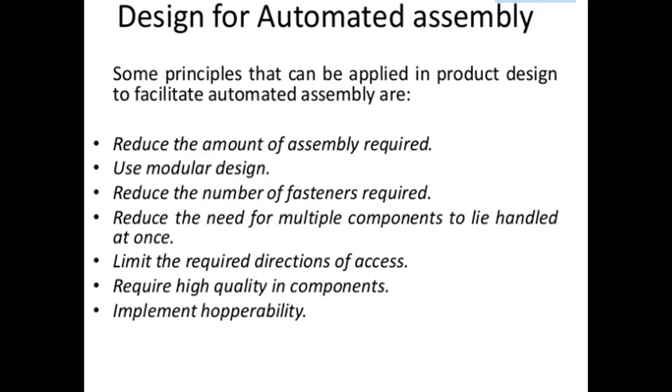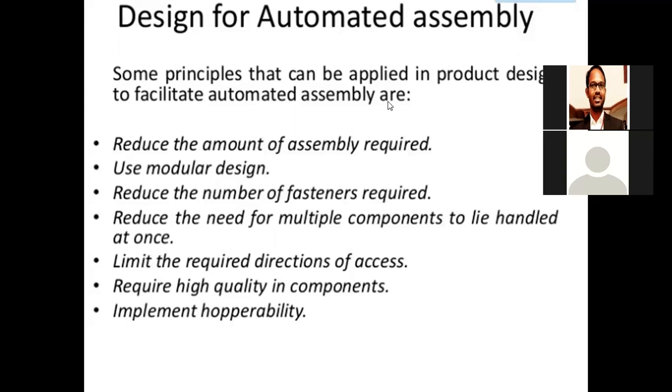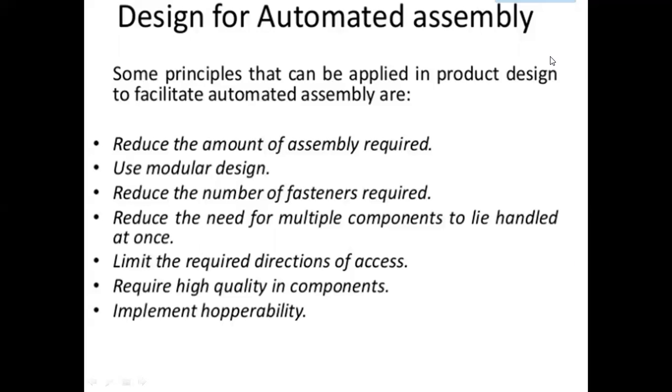That is nothing but reduce the amount of assembly required. Which means, as much as possible, what they suggest is you should go for more casted products. That means the number of components required for the assembly should be very small. For example, if you reduce the number of components to be assembled, the faster the rate at which you can make the assembly in actual cases. Use modular design. That means use a sophisticated design in order to avoid confusion and enhance the MLTs.